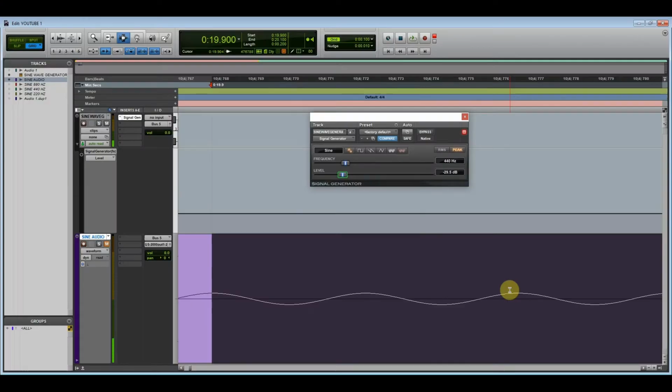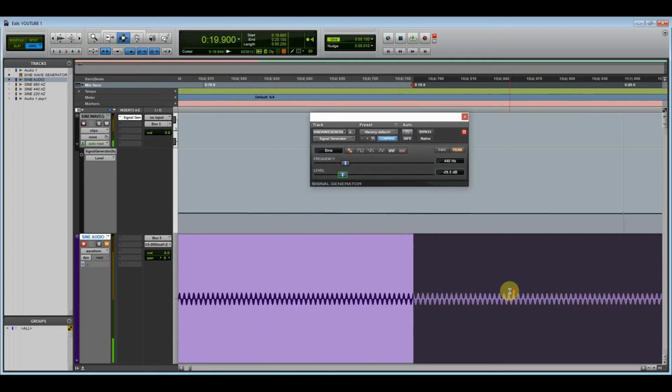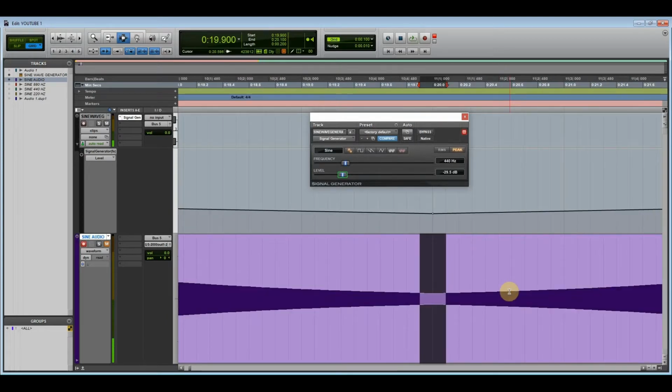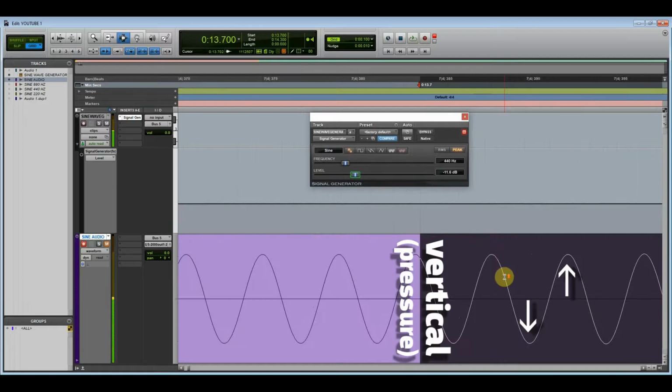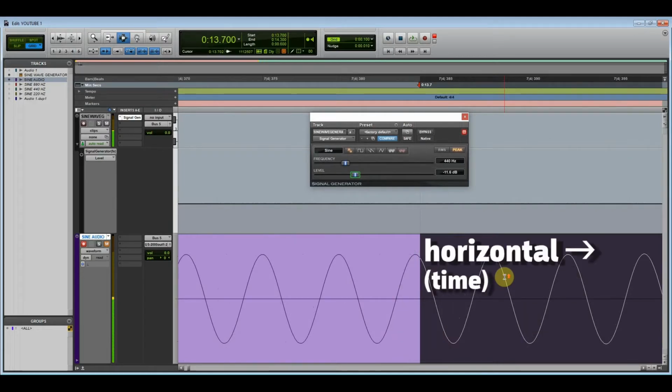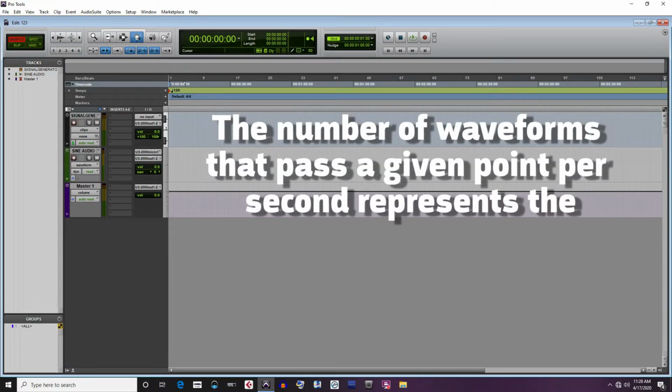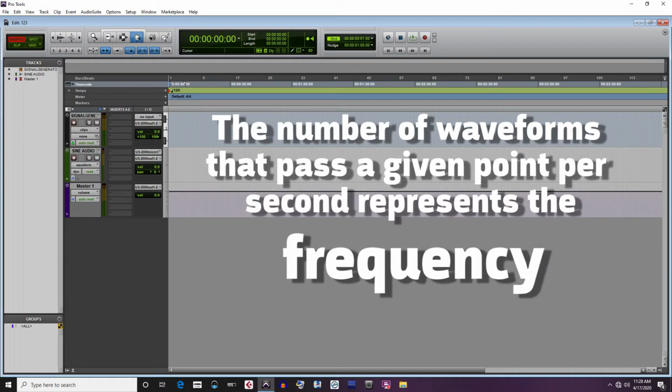If we look back at our previous example and zoom out, you will note that what we are seeing is really just a representation of pressure and time. The vertical axis of crest and troughs are recorded sound pressure waves, while the horizontal axis is the passage of time. The number of waveforms that pass a given point per second represents the frequency.